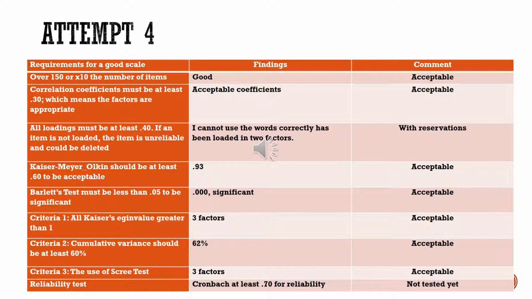But when you look at the number of factors, there is no problem there, because criteria 1, like Kaiser eigenvalue greater than 1, we've got 3 factors already. And when you look at the cumulative variance, we've got 62%, which is above the 60% criteria that we've set. And then when you look at the scree test, we've got 3 factors in total. We cannot test the Cronbach alpha unless everything is ready based on our decision matrix.